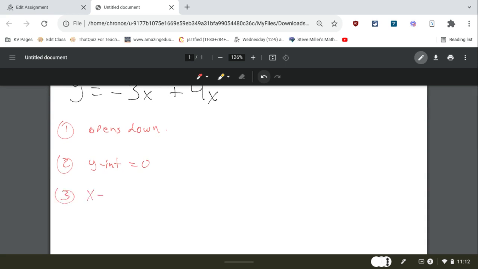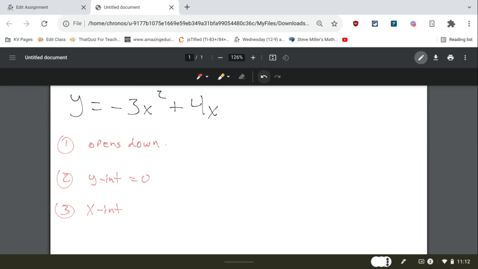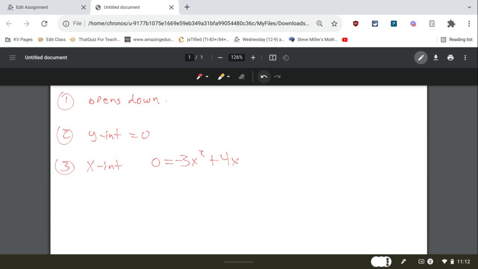All right, the x-intercepts for this one are not going to be as bad as that last one because we're going to figure it out by factoring. This one is factorable: negative 3x squared plus 4x. So we plug in 0 for y to find the x-intercepts. You could use the quadratic formula, but it's easier to solve this one by factoring. Both of these terms have an x in common, and I'm going to factor out a negative x. If I factor out a negative x, it's going to leave me with a 3x minus 4.